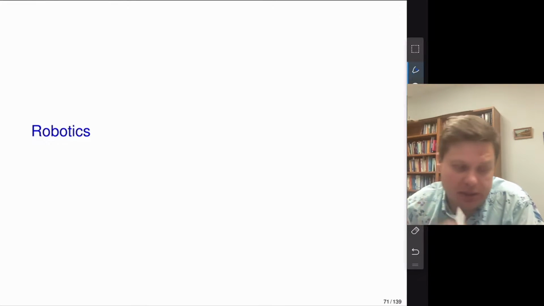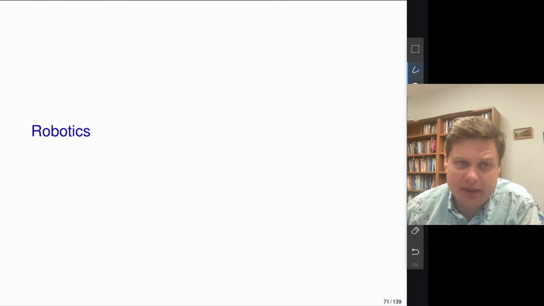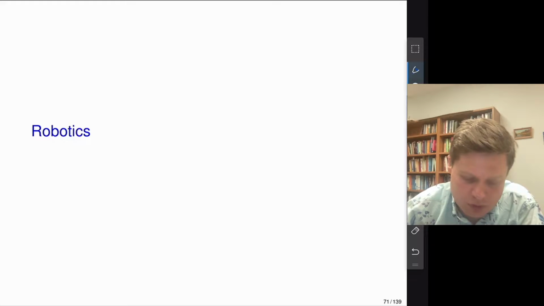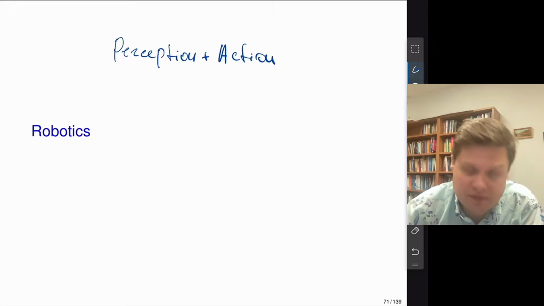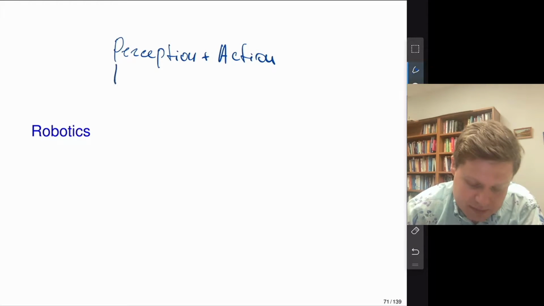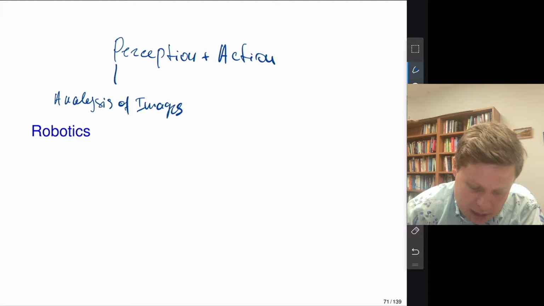And the last application in this sequence is robotics. And essentially robotics is a combination of what is called perception and action. And the perception, and we talked about this, most of the perception nowadays in robotics comes from analysis of images. So it's image processing and human text.